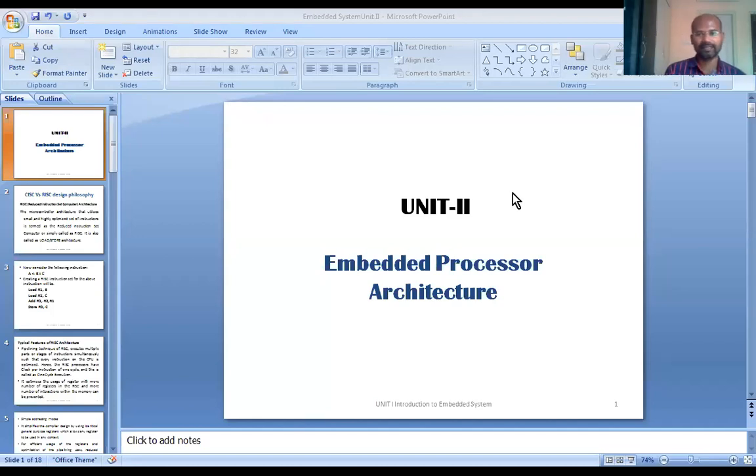Let's get started with Unit 2, titled Embedded Processor Architecture. In this Unit 2, we will be looking at these topics.